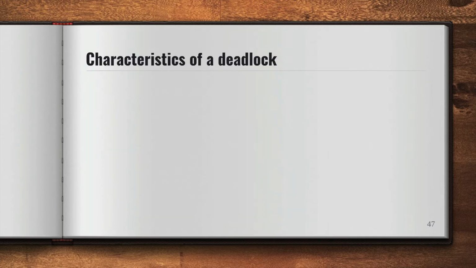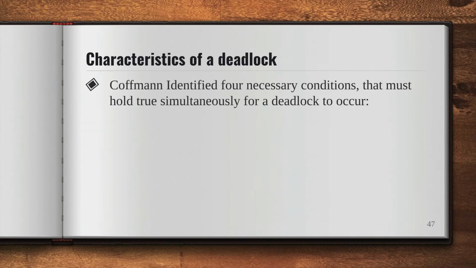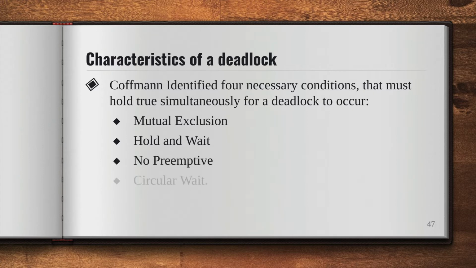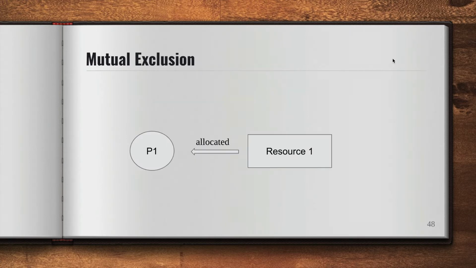Now, there are several characteristics of a deadlock, and Coffman identified 4 necessary conditions that must hold true simultaneously for a deadlock to occur. So all of the 4 conditions that we're going to talk about need to be met for a deadlock to occur. First is mutual exclusion. Then you have hold and wait, no preemption, and circular wait. Let's talk about the first one, which is mutual exclusion.